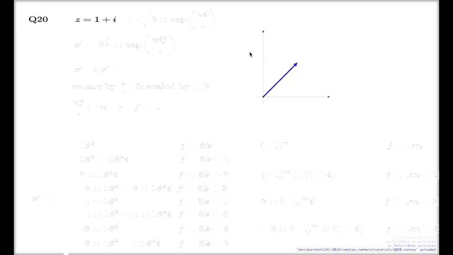One of them is about taking powers of complex numbers. The other one is taking roots of complex numbers. Now, powers with exponential forms are very easy because exponentials are very suitable for taking powers. For instance, question 20 says find all powers of this number 1 plus i up to 10. So the first power, second one, third one, all the way up to 10.